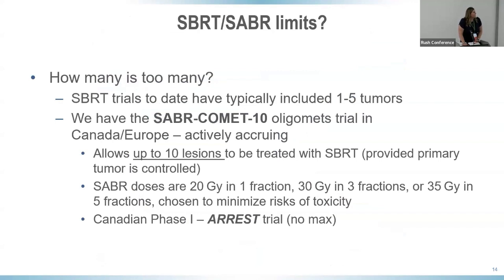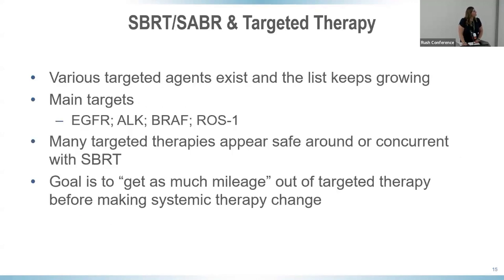SABR doses are anywhere from 20 in 1, which is 1 treatment, to 30 in 3, or 35 in 5. And those doses are basically decided to avoid toxicity and make sure it's safe. And the Canadian phase 1 trial, which is the ARREST, has no max on how many we can treat. So these trials are ongoing, looking at how many is too many, or should there be a cutoff.